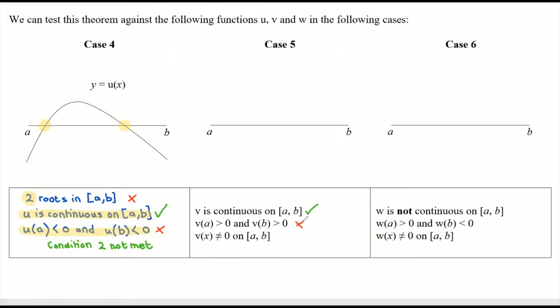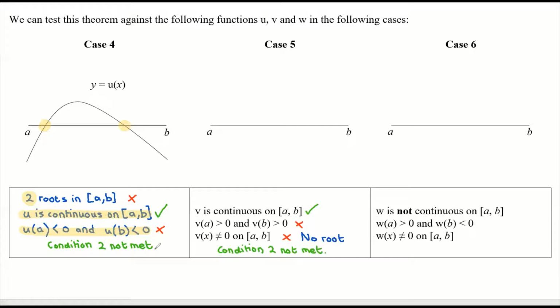Now, if that's the case, then the overall theorem is not valid. Okay, and we can see that because V of X is not equal to 0 on AB. So that means that there's no root to speak of. So we'll just make a note of that. So that means that there is no root. And again, condition 2 is not met. Okay, hope this is making sense.